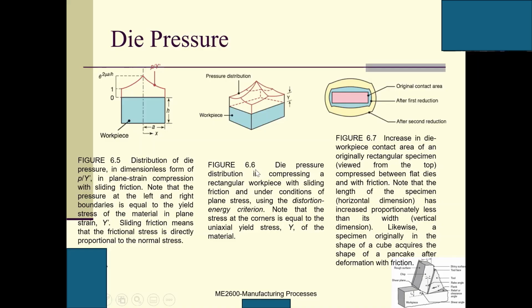So here is the die pressure distribution in compressing a rectangular workpiece with sticking friction. If we have sticking friction, the pressure distribution looks this way. And here is a plane strain compression. Do you have an idea what plane strain means? Plane strain and plane stress: first, they are 2D. They are 2D simplifications of the 3D problem.